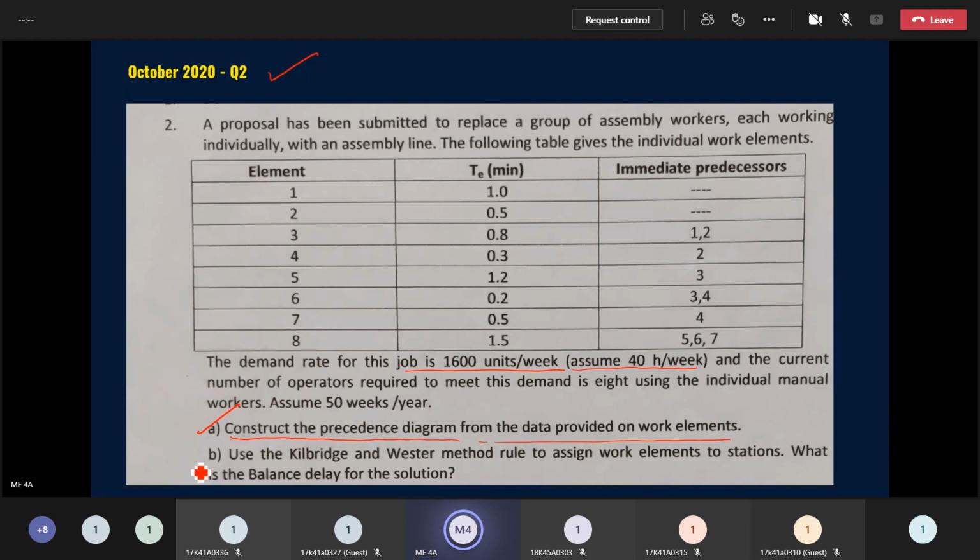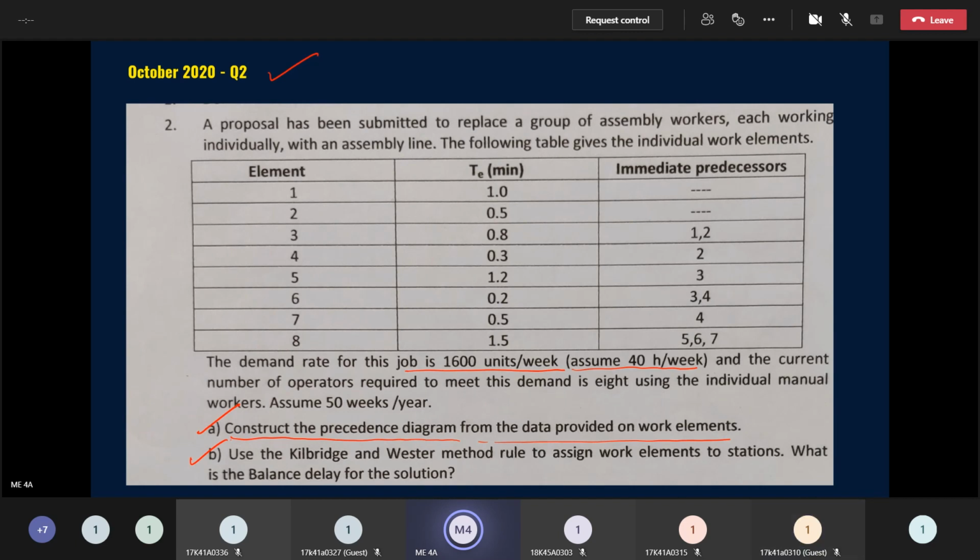Now the second question is: use the Kilbridge-Wester method rule to assign work elements to stations. What is the balance delay? Same as the last problem, but instead of the largest candidate rule, you are using the Kilbridge-Wester method. Another difference is that in the last problem he gave the cycle time directly, but here you have to calculate the cycle time with the given data. So let me show the solution quickly. Have you understood the problem statement?